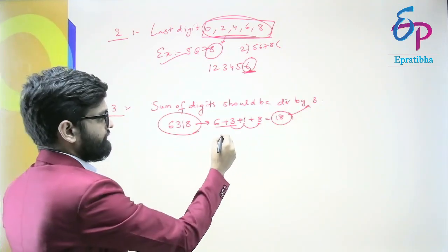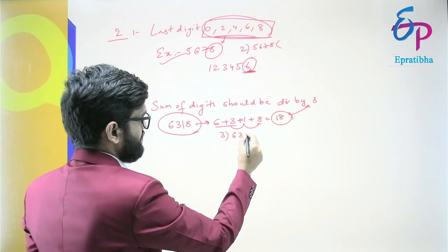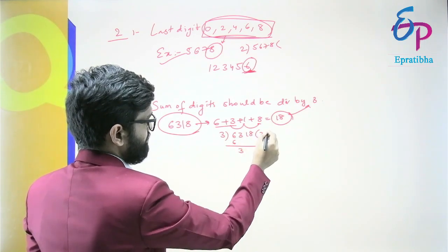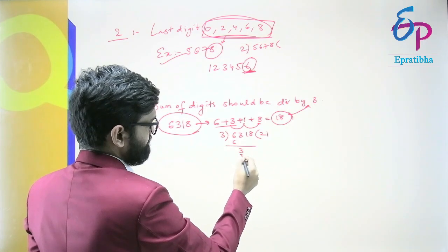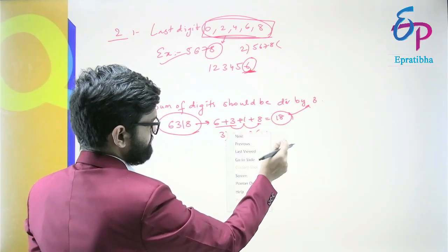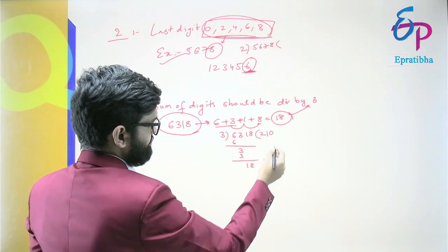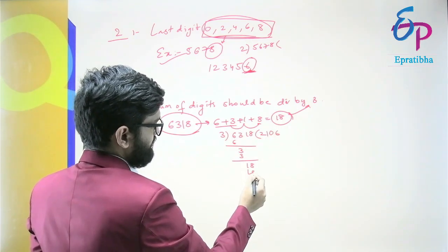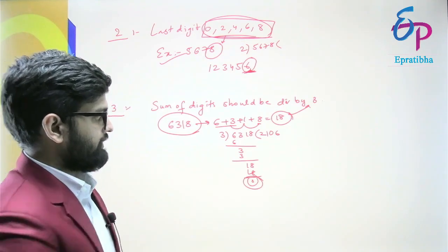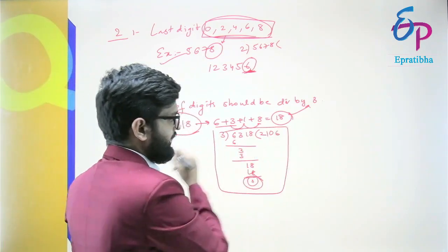Or you can check: 3 times 2 is 6, 3 times 1 is 3. Now if you take 18, what you will do? You will take 1 0 right here. So this is 6 times, this is 18. But this is a very lengthy method of calculating.